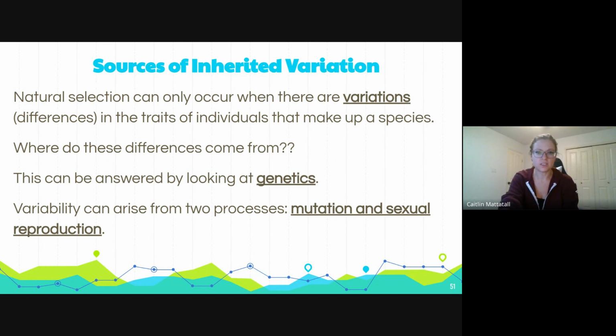And where do the differences or variations come from? It basically comes down to genetics, which is something we get a lot more into in Bio 30. And these differences can come from 2 main processes. You have your mutations, which is completely random, or you have sexual reproduction, where you have 2 different sources of genetic information combining to make a brand new unique source of information.